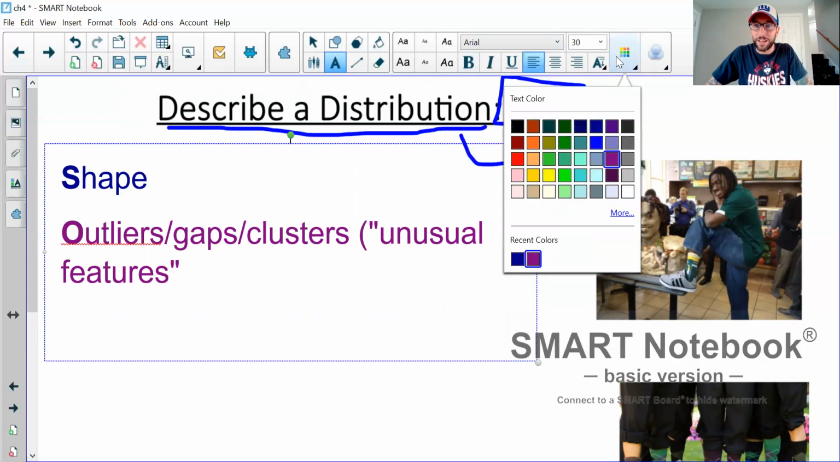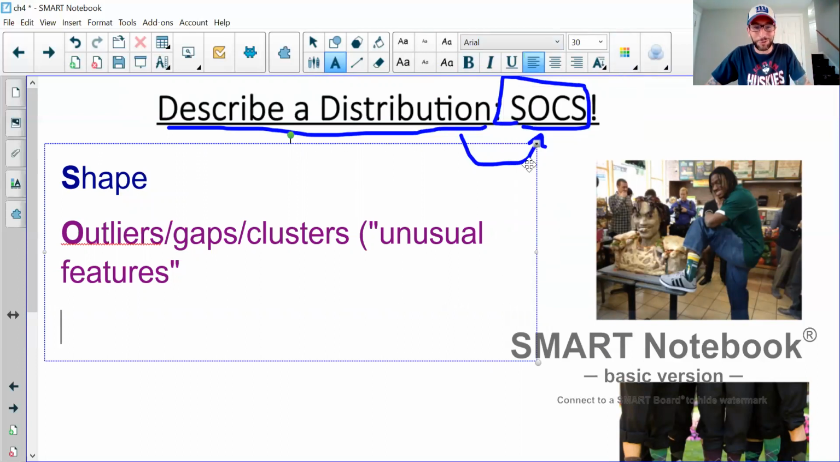Next thing we want to comment on, again, not necessarily in order, is the center. Now, when we talk about the center, we're never going to say the center is. We want to consider our measures of center. So I'm going quick, but maybe you pause the video and think to yourself, what are 2 or 3 possible measures of center we could use? Pause it, think about that.